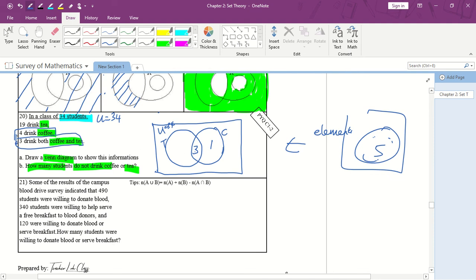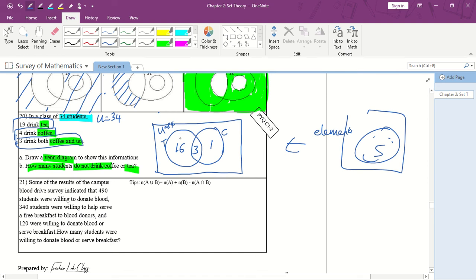And the next one, 19 drink tea. We said this whole region, there are 19 people drinking tea. Okay? However, there are 3 people here already. So there's only 16 here. 16 plus 3, the whole thing is 19. Okay, that's the tricky part that you need to be careful about.